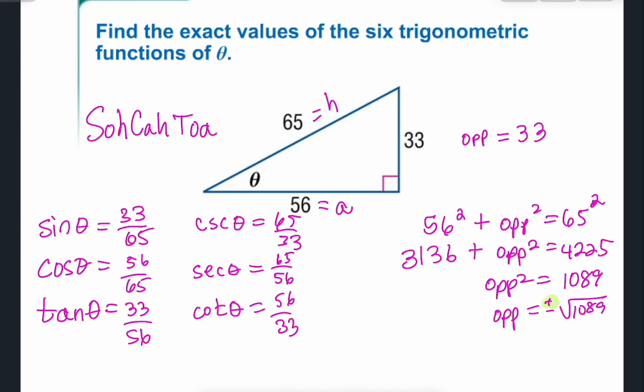Now, if theta was in this corner, we would have different values. So always relate it to where your theta is sitting. This is the opposite, this is the adjacent, and this is the hypotenuse. Okay. Do we have any questions about that example? Good? Okay.